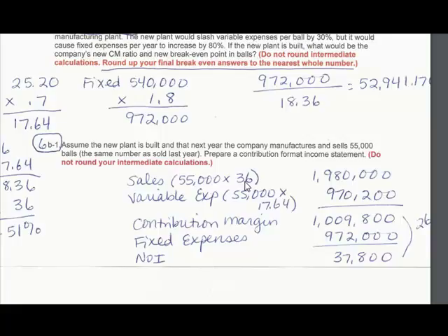using the $36 sales price, the original price from Part 1 of the problem, but multiplying the 55,000 units by the new variable expense per unit, using the new fixed expenses, and just for the heck of it, I went ahead and calculated our new degree of operating leverage. The last part got cut off, but when I take the new contribution margin divided by the new net operating income, I get 26.71, our new degree of operating leverage.